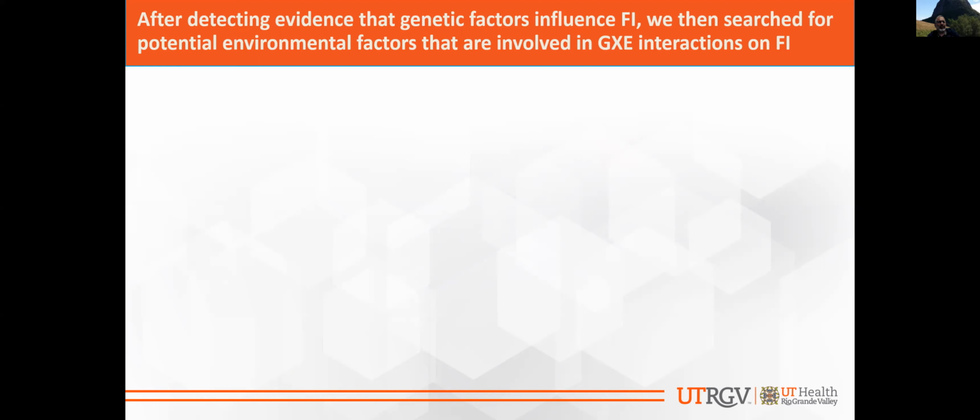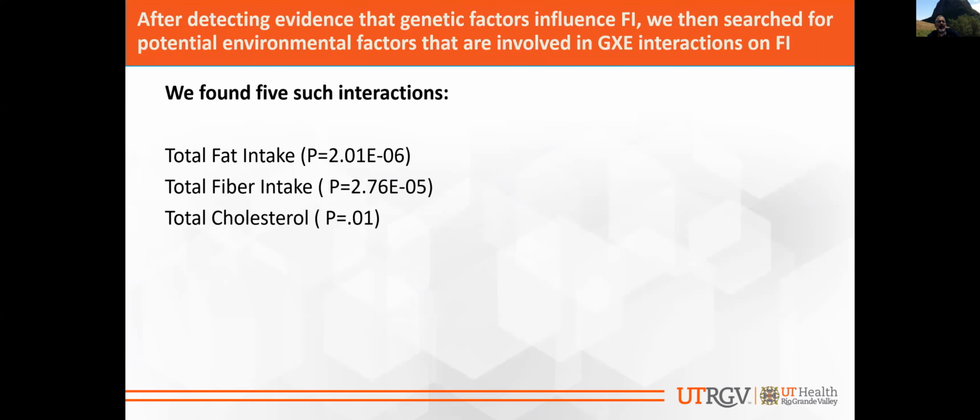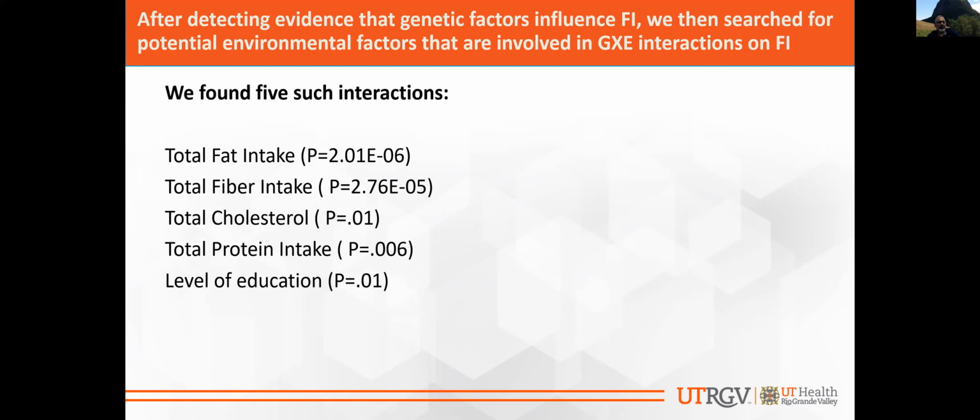After detecting evidence that genetic factors influence the frailty index, we then searched for potential environmental factors that are involved in gene by environment interactions on the frailty index. And we found 5 such interactions: total fat intake, total fiber intake, total cholesterol, total protein, and level of education. Look at those p-values of fat and fiber. So what does this mean?